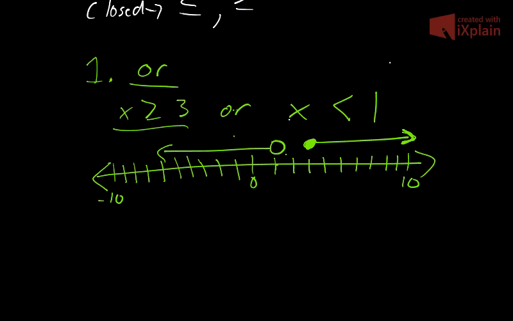So that's not too bad. If we see or, it just means to draw both. This means that any number that is covered by this arrow is a number that works for my equation. So 5, which is right here, is covered by the arrow, so I could plug 5 in, and 5 is greater than or equal to 3. Or I could plug in 0, and 0 is less than 1. So it can be either or, so we're going to draw both of our lines.